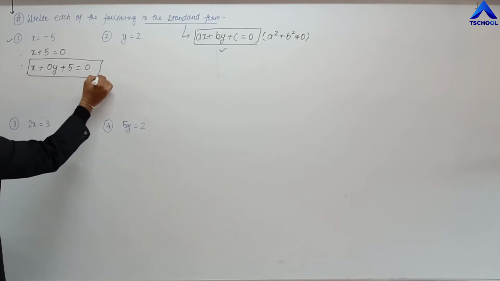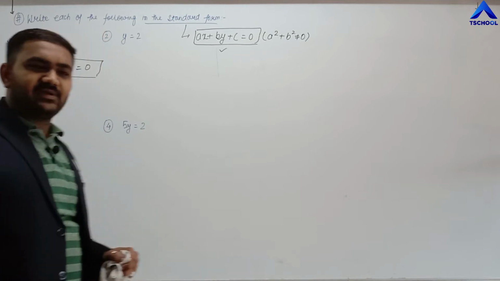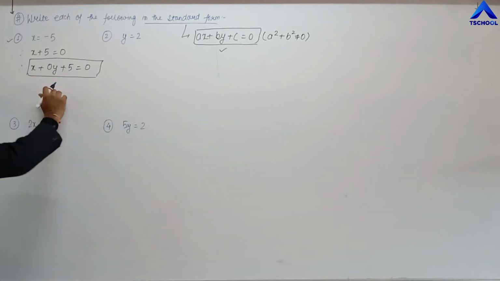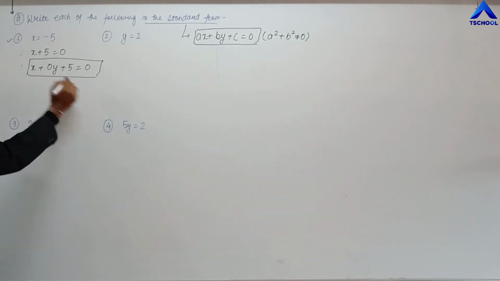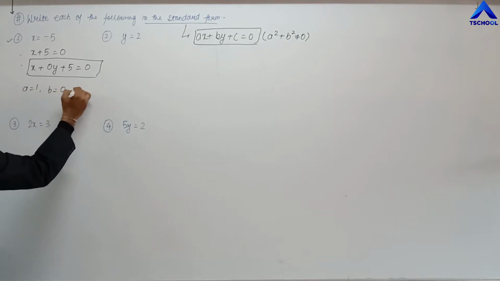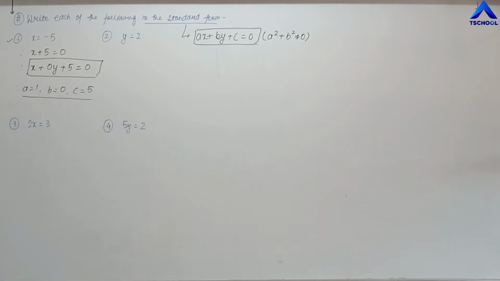Now you can see friends that this is in the standard form. x plus 0y plus 5 is equal to 0, where we got a term with x, a term with y, and the constant term, right? So if I compare this with the standard form, can I get the values of a, b and c? Therefore a equals 1, b equals 0, and c is equal to 5. Right, so we got the standard form x plus 0y plus 5 is equal to 0.